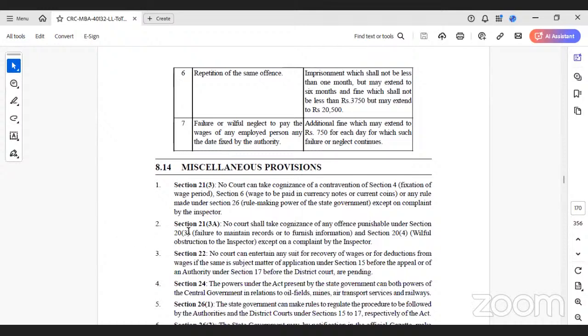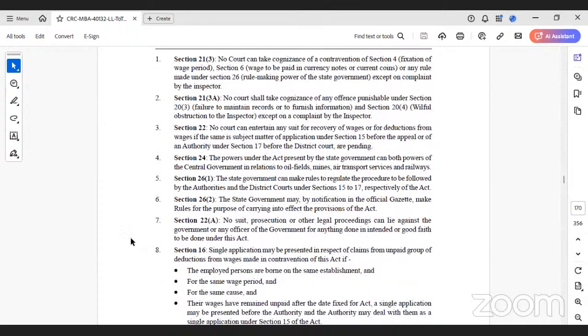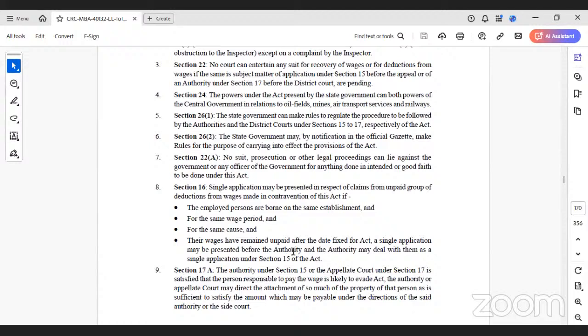So we have certain miscellaneous provisions as well. No court can take cognizance of a contravention of Section 4, and no court shall take cognizance of any offense punishable under Section 20. No court can entertain any suit for recovery of wages. The powers under the Act prescribed by the state government can have both the powers of the central government in relation to fields, mines, air transport or services. And we also have certain sections which provide protection. So no suit or prosecution or other legal proceedings can lie against the government.